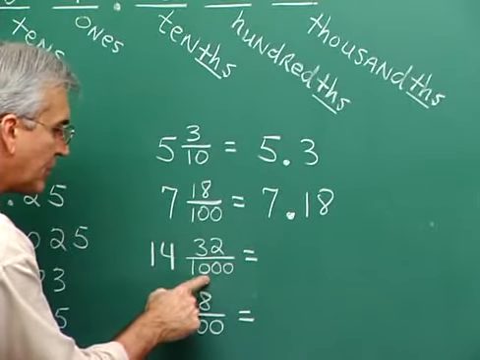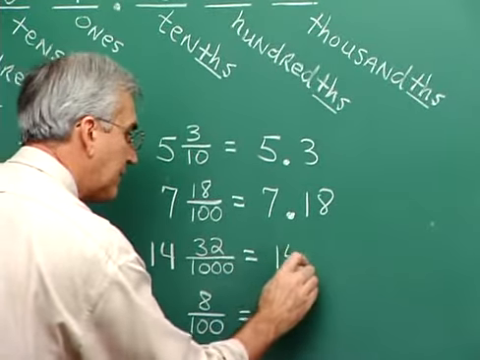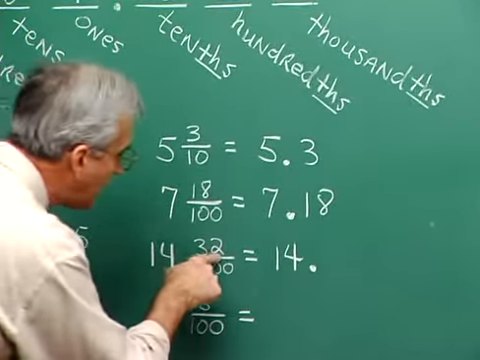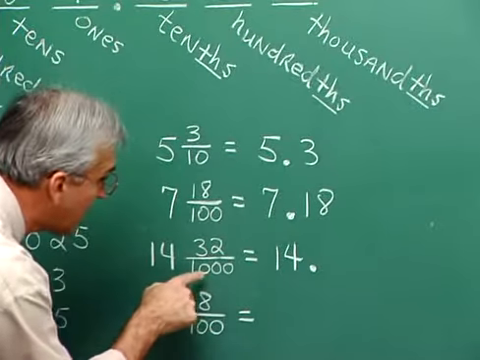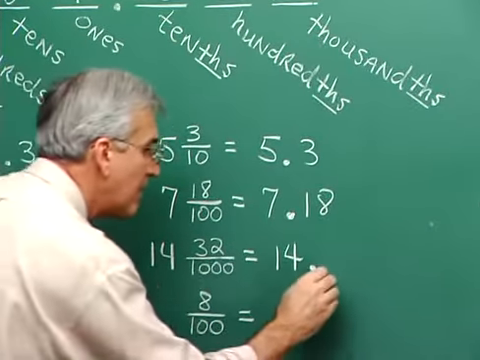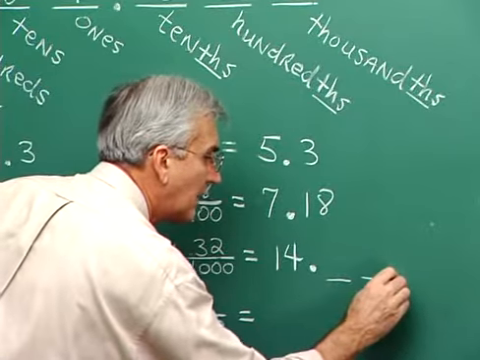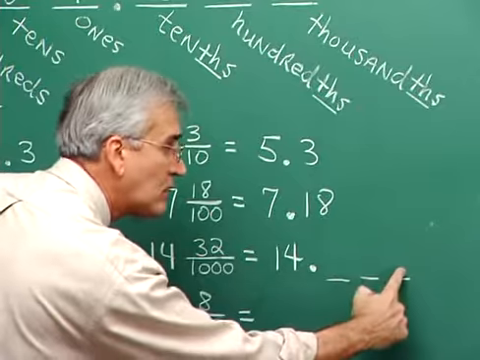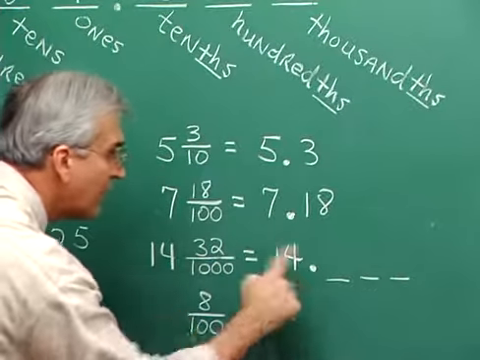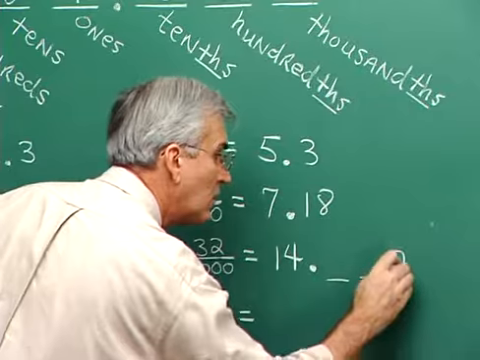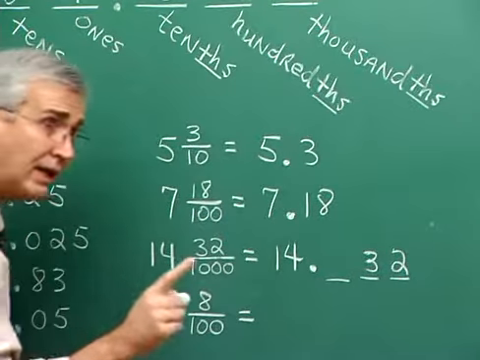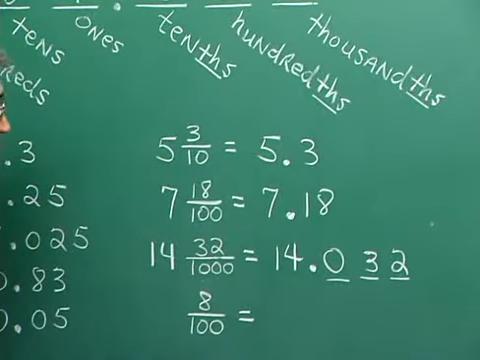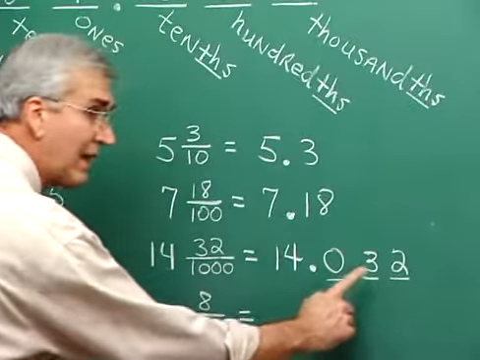14 and 32 thousandths. Well, we want the 2 in 32 to be in the thousandths place. Now we need to think about that a little bit, and it might help us to write placeholders here. And this is the tenths, hundredths, thousandths position. So we want the 2 in 32 to appear right here. So the 2 goes here, the 3 goes here, and we need something to hold this position. And that something is just a 0. So 14 and 32 thousandths.